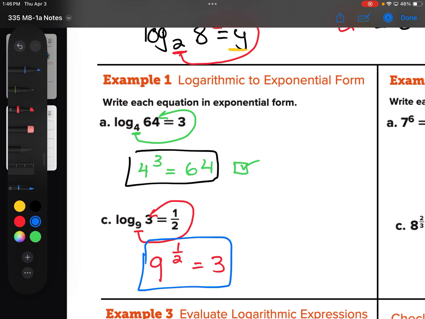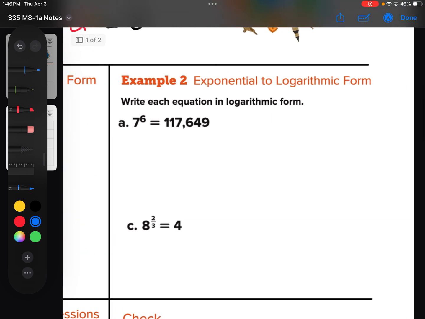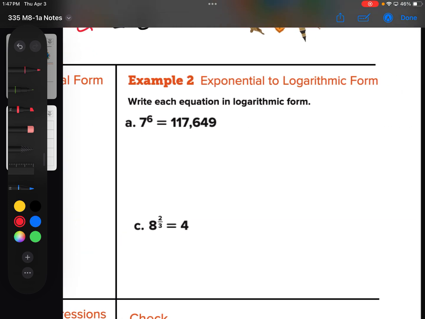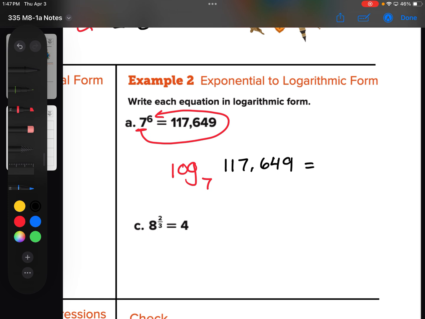You can do the same exact thing to change it back into a log. So we're going to hop over to example 2. You start with your first number. The first number that occurs left to right is 7. Then you swing it around the world. So it's going to be log with a base of 7 of this is equal to, the last number you land at, 6. So log base 7 of 117,649 equals 6. You just take it around the world.